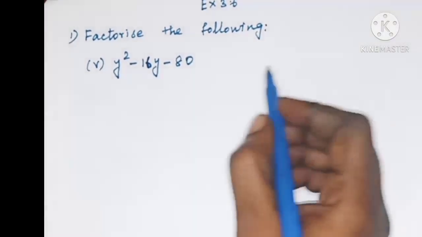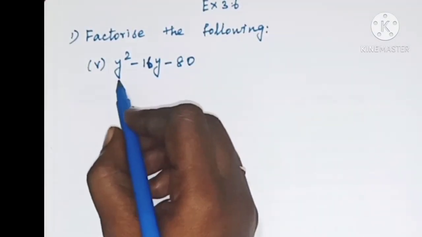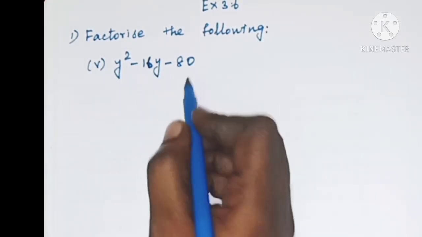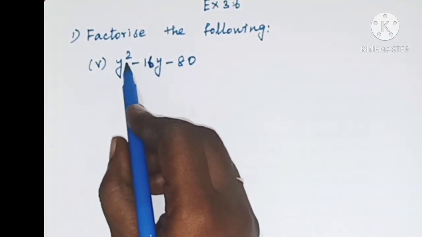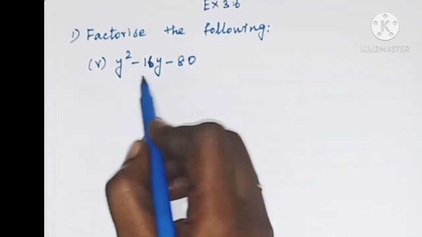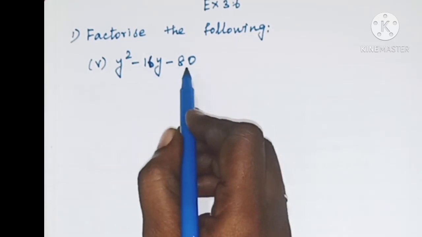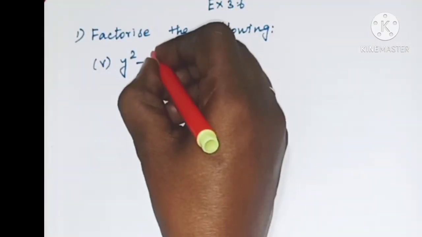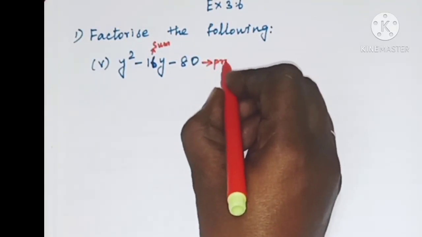Exercise 3.6. First sum, fifth subdivision. Factorize the following. Fifth subdivision is y square minus 16y minus 80. So this is the quadratic equation, because we have the degree 2 here in this expression. We have 3 terms in this expression, and we should take the middle term as sum and the constant term as product. So 16 is the sum and this 80 is the product.